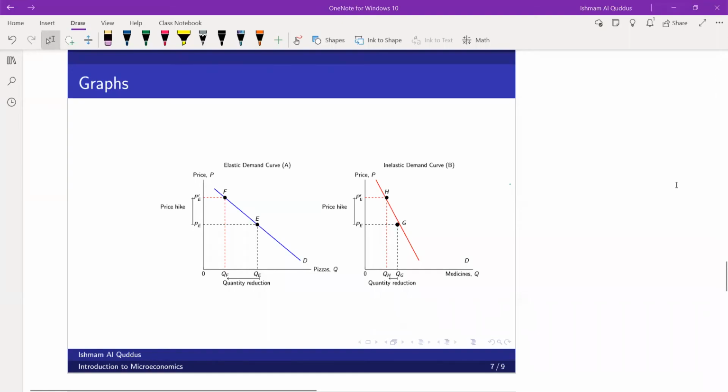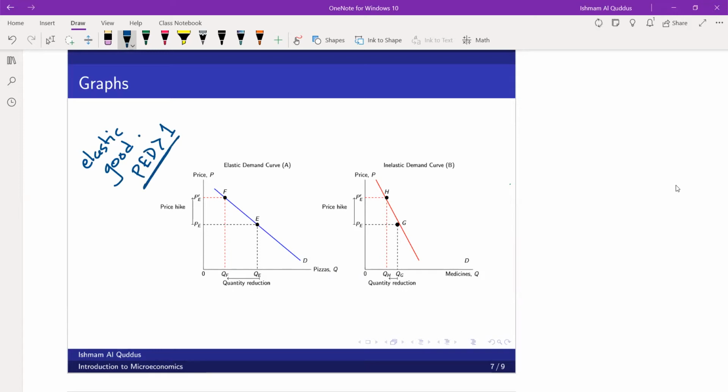Hi everyone, I'm going to show you the graphs of different types of price elasticity of demand now. So starting with the first good, elastic good. I hope you all remember that an elastic good is when we see the PED is greater than 1, right?